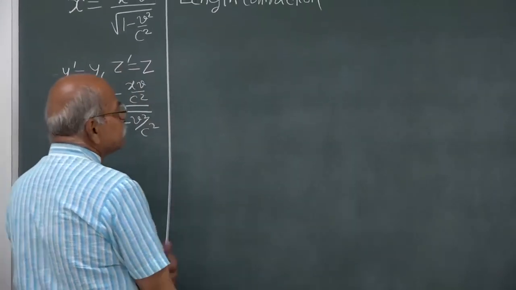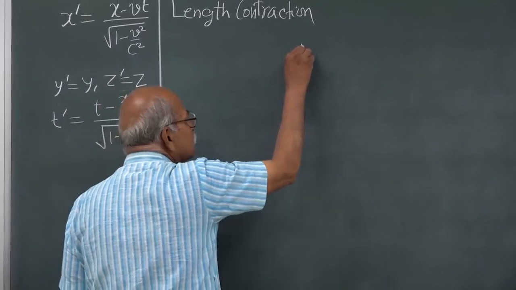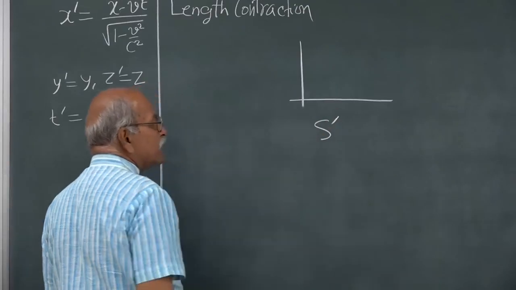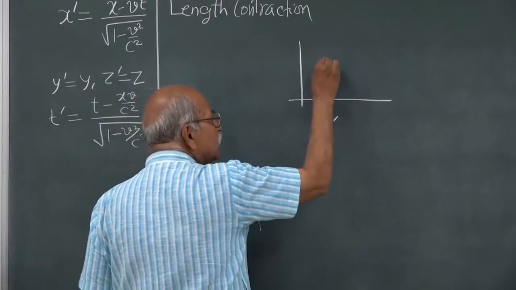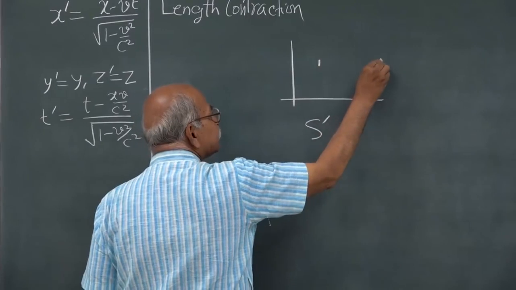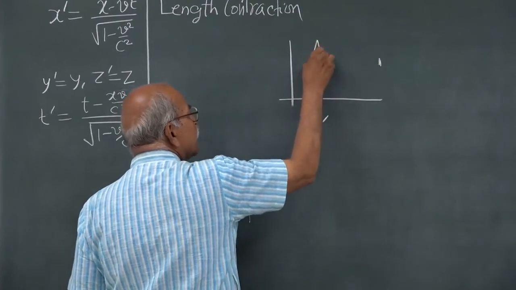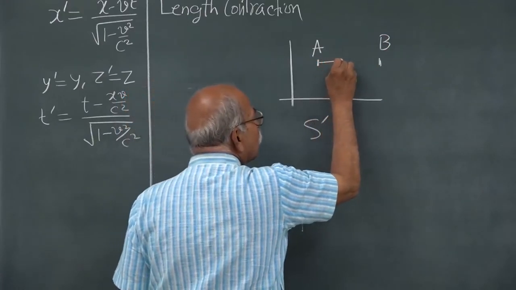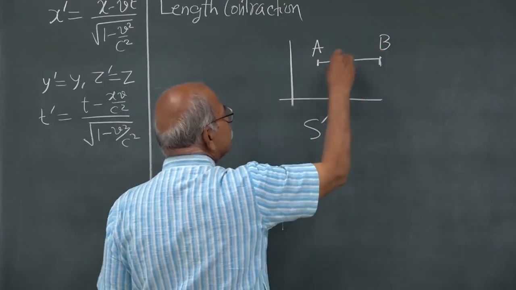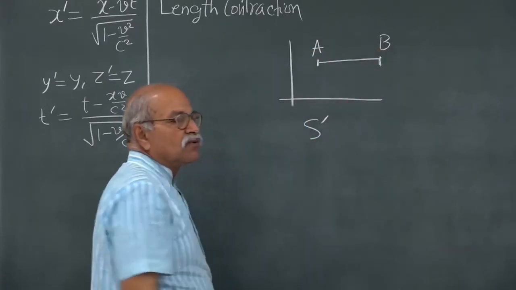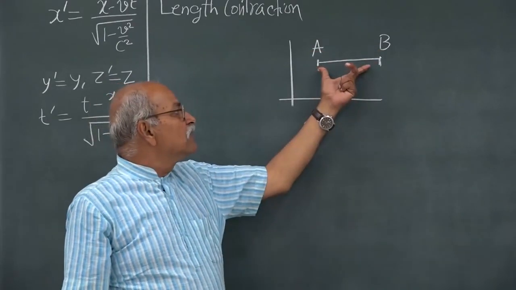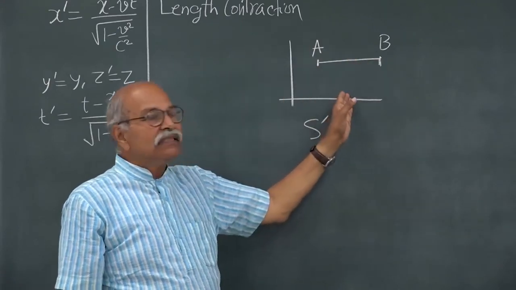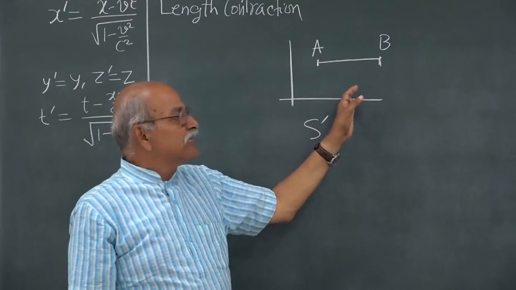So, let us say we have a frame S prime, and in that S prime frame there is a length from here to here. Let us call this point A and this point B. You can take it like a rod AB, with this the left end and this the right end, and I need the length of this, and this length is parallel to the x axis, let us say the x prime axis.